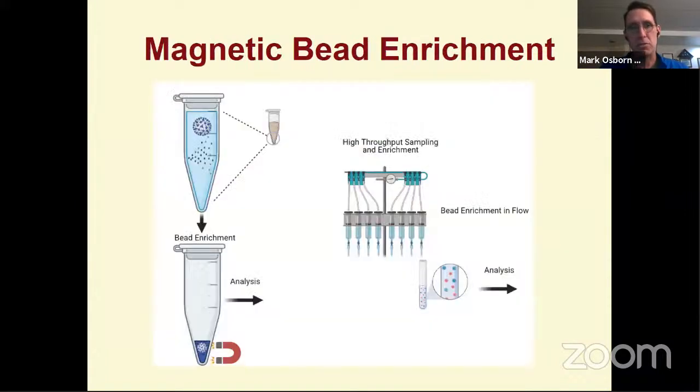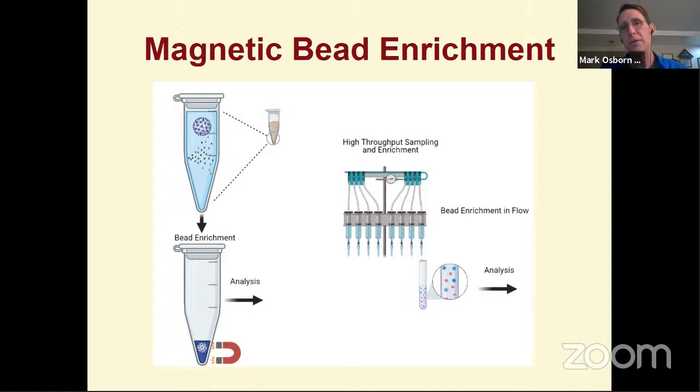We've also started to do this, again, building off the bead enrichment. These are magnetic beads that have affinity for nucleic acids. They can be introduced into the transport media and exposed to a magnet. That media is then removed, and then nucleic acid isolating solution can be used to isolate the DNA or RNA and then analyze it. Right now, these are done on a tube-to-tube basis, meaning that it's individualized. What we're doing is expanding the capability of this to do multiple samples simultaneously in flow.